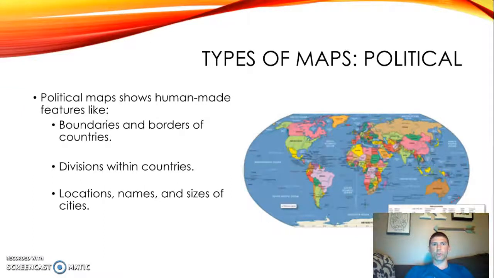This will be on the content website if you look at the slides. Political maps show human-made features like boundaries and borders of countries. That's what I really recommended when we did the worksheet on latitude and longitude, because you could see clearly what country you were in. So that's one of the main benefits of a political map.